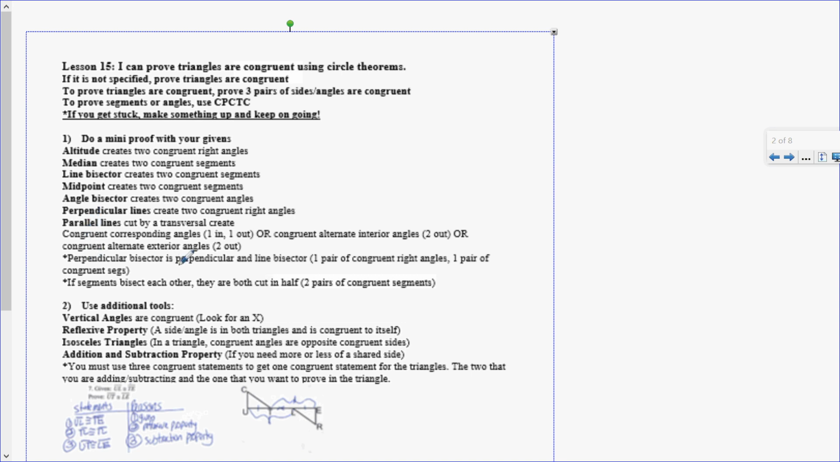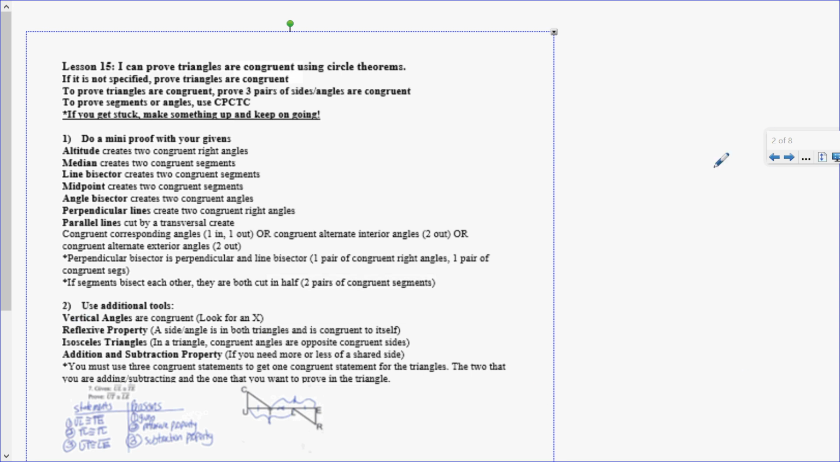Perpendicular bisector is a perpendicular and line bisector. If segments bisect each other, they're both being bisected. So that's all your mini proof stuff. Once you run out of givens, you move on to your additional tools. V for vertical angles, R for reflexive, I for isosceles, A for addition property, S for subtraction property, VRIAS. The only two you can do without any givens: vertical angles and reflexive properties. So you should always look for that first.